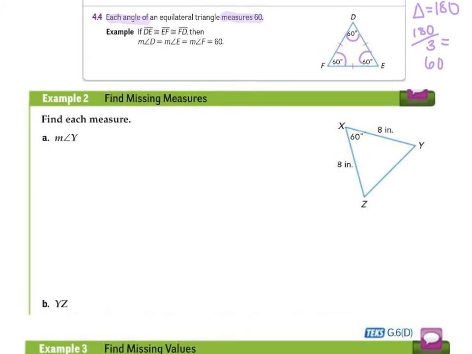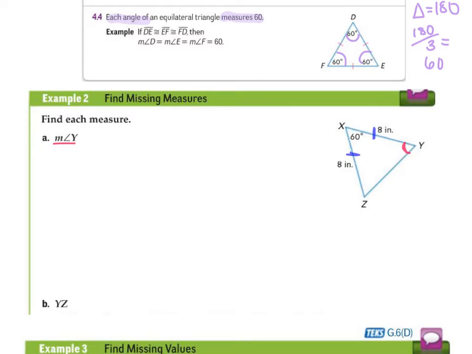For this example, we're going to be finding the missing measures. Example A, I want to find the measure of y. I need to find this angle right here. So I'm going to look at my information. I see that XY right here is 8 inches, and XZ is also 8 inches. Since these sides are congruent, I'm going to mark them as such.